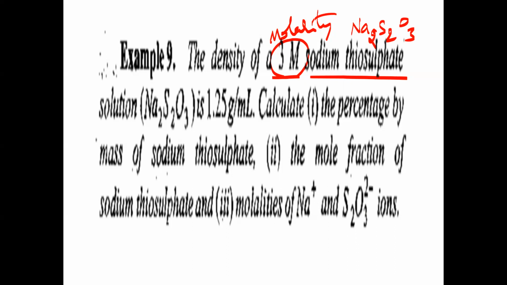Just type sodium thiosulfate and immediately the formula will appear. So the sodium thiosulfate formula is Na2S2O3. The molarity of the solution is given as 3 molar. The density is also given: 1.25 grams per ml.